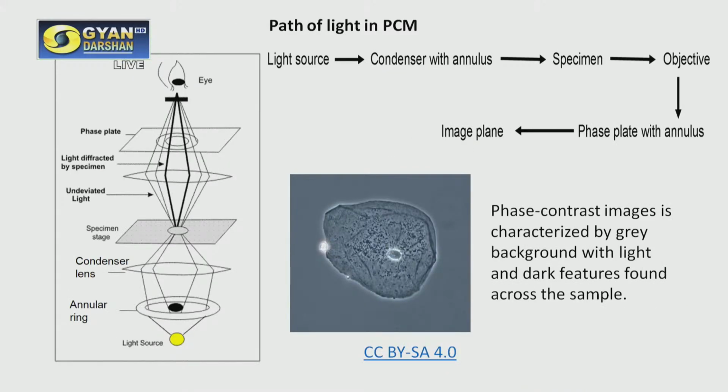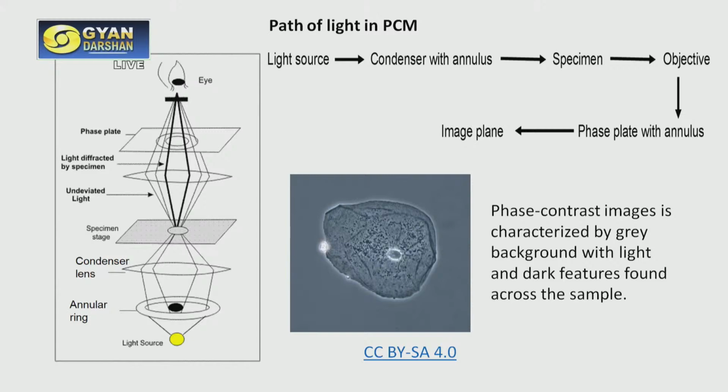Here you can see the path of light. The light source goes to the condenser with annulus, and then the specimen, and then the objective, and then the phase plate with annulus, and the image plane. Here you can see the image from the phase contrast microscope. The gray image is produced as a contrast image under the phase contrast microscope: a gray background with light and dark regions found across the sample.